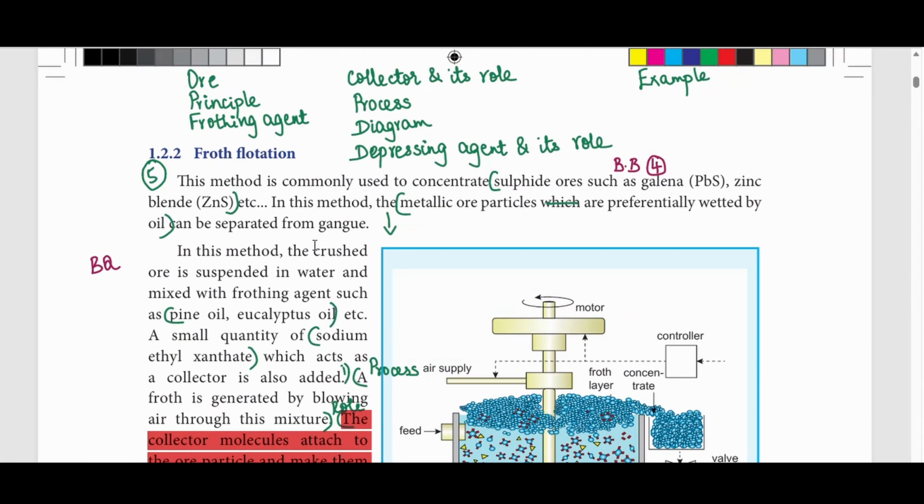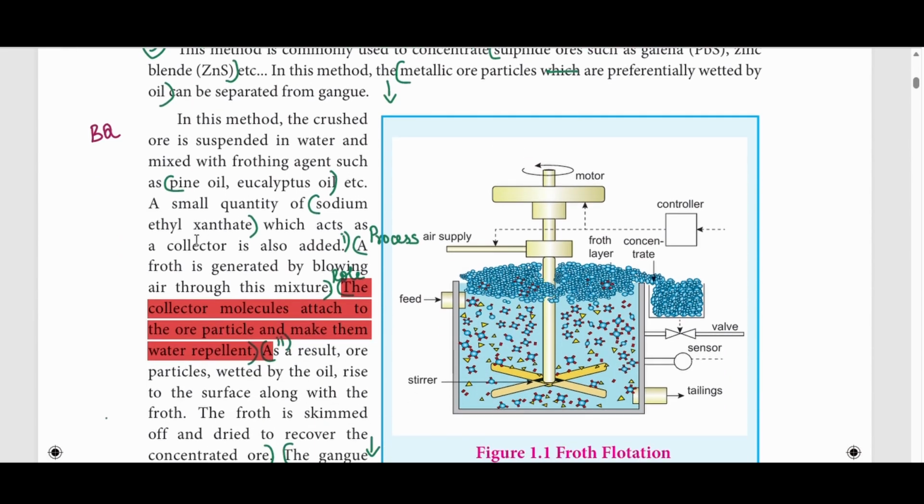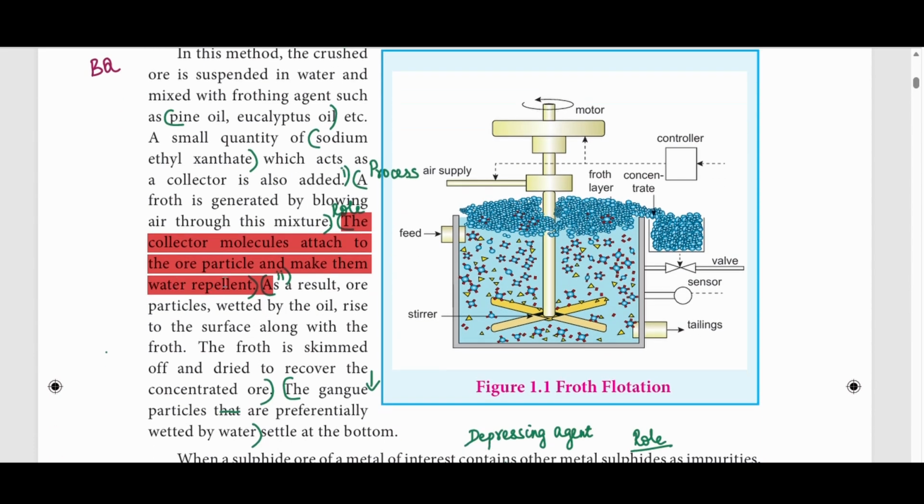Next, the frothing agents you can use are pine oil and eucalyptus oil. And the collector you can use is sodium ethyl xanthate. What is the role of the collector? It attaches to the ore particles and makes them water repellent. In this chapter, you have this type of question too: what is the role of the collector, and what is the role of the depressing agent?